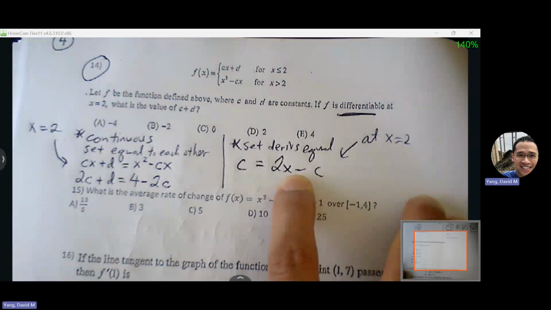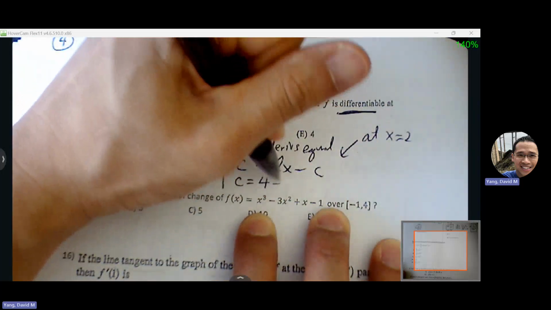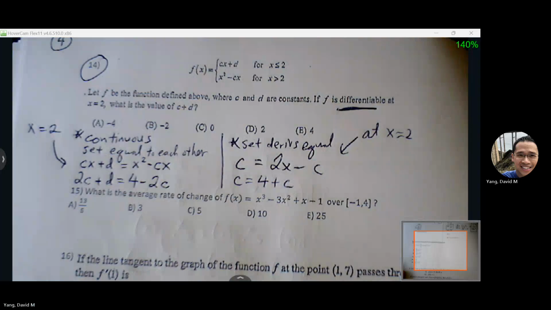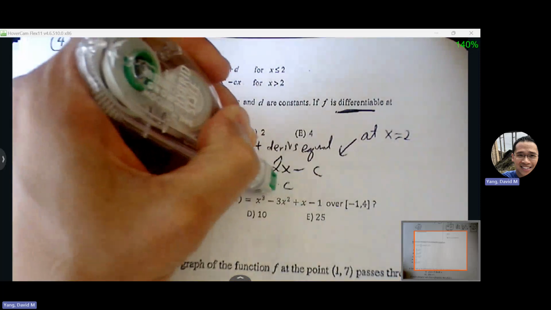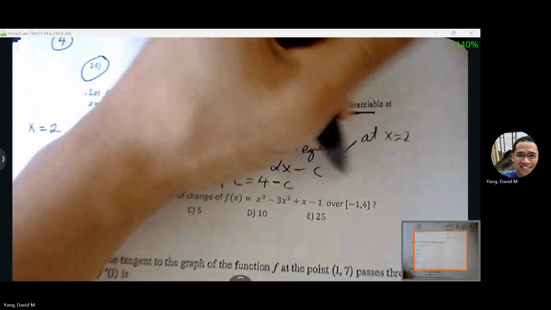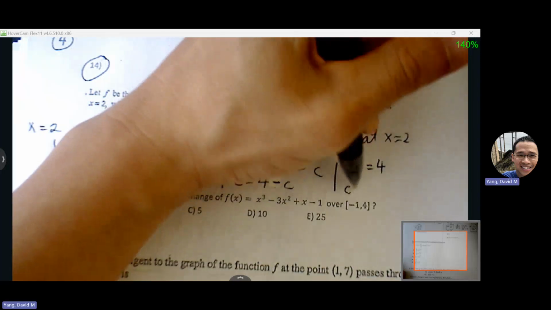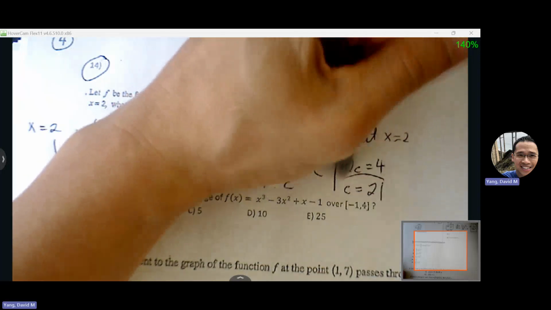So if I plug 2 in for x, now we should be home free here. So c is equal to 4 minus c. And then the c's can come over, because we're just ultimately trying to find c and d. So we get 2c is equal to 4, divide by 2, so c must be equal to 2.